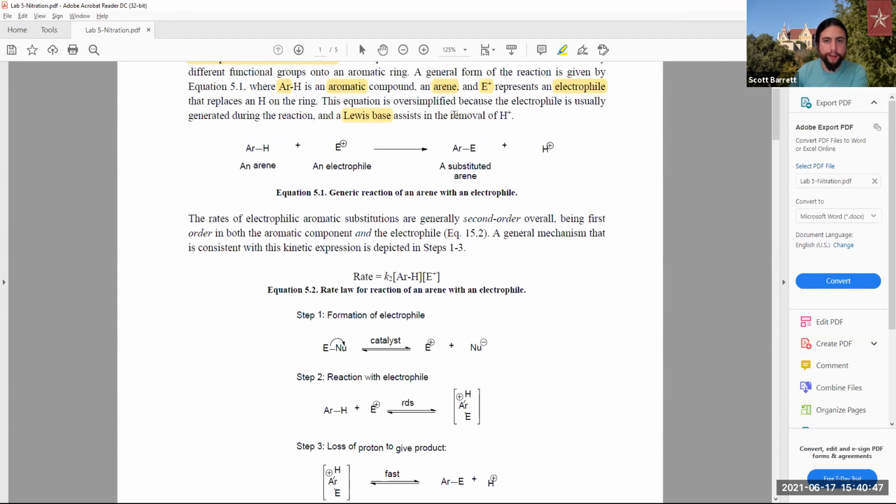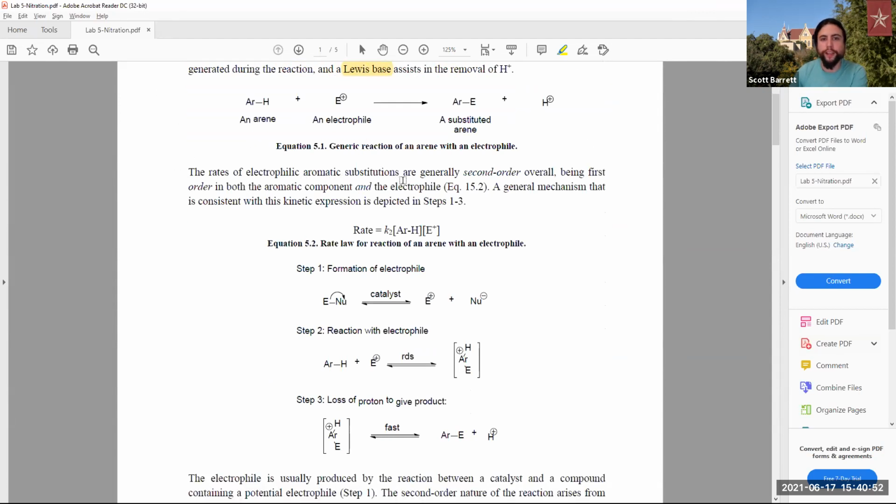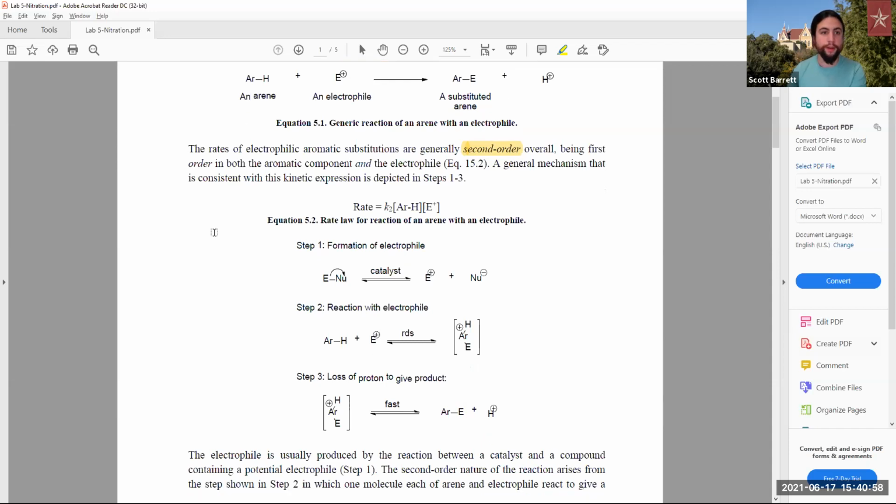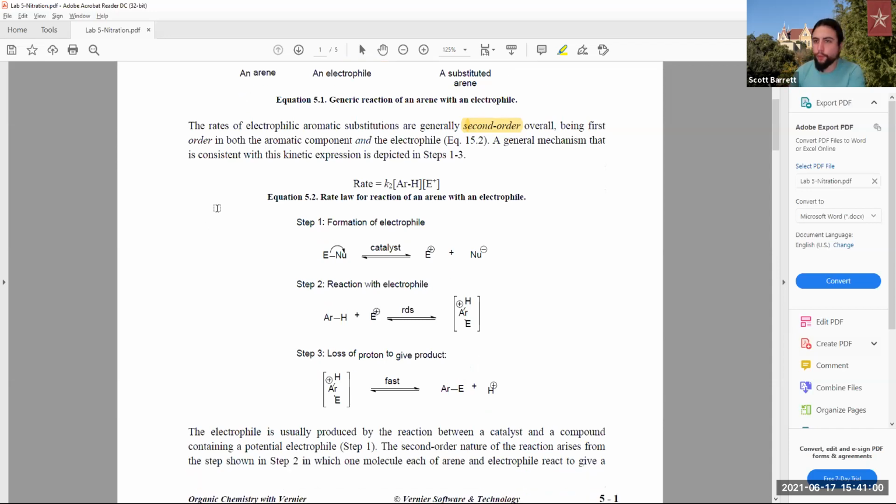So coming forward here, this is just the general mechanism. The rate of electrophilic aromatic substitutions is going to be second order. So if you need to know that in terms of your kinetics, that's good to know. Not too relevant with what we're going to be performing in terms of the reaction itself. It's first order in the aromatic component and first order in the electrophile. So together, you put the two together and get your second order overall. This would be the rate law if you needed to know it for physical chemistry.